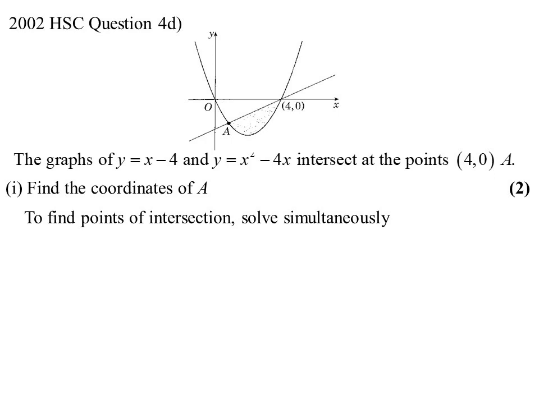Okay. Well, in order to do that, I would solve them simultaneously. When does x minus 4 equal x squared minus 4x? A little quadratic to solve. But I already know one of the answers. I already know one answer is going to be 4.